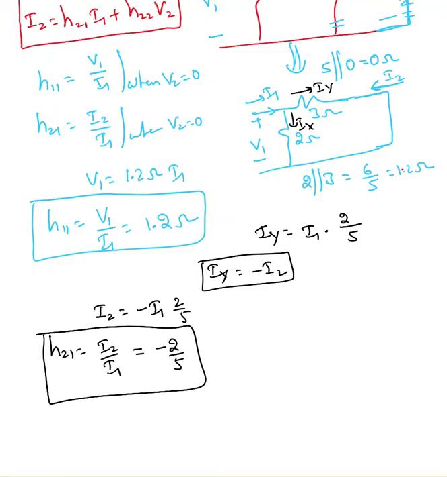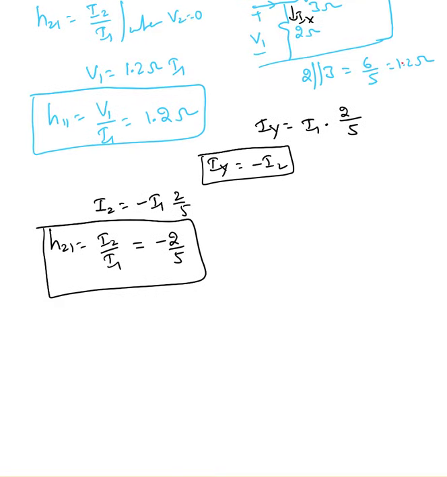That is h21. Here there is no unit for h21. So far, all the parameters we learned, the impedance and admittance parameters, have units. One is ohm for impedance, and admittance is Siemens. Here, with h parameters, not every parameter is going to have a unit. Here i2 is in amperes, i1 is also in amperes, so there is no unit for h21.